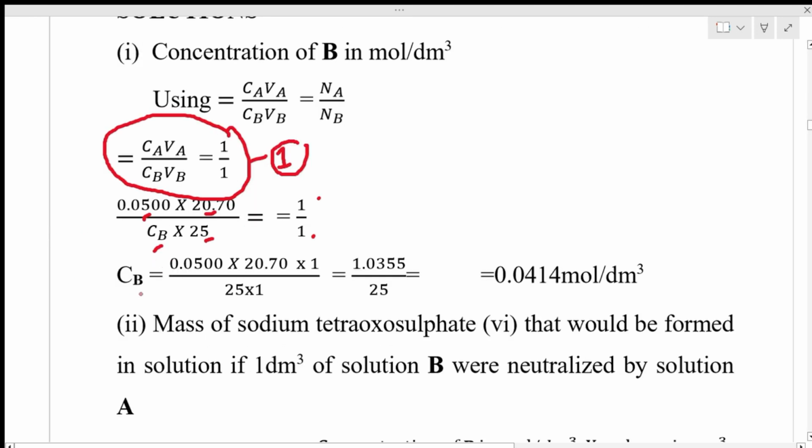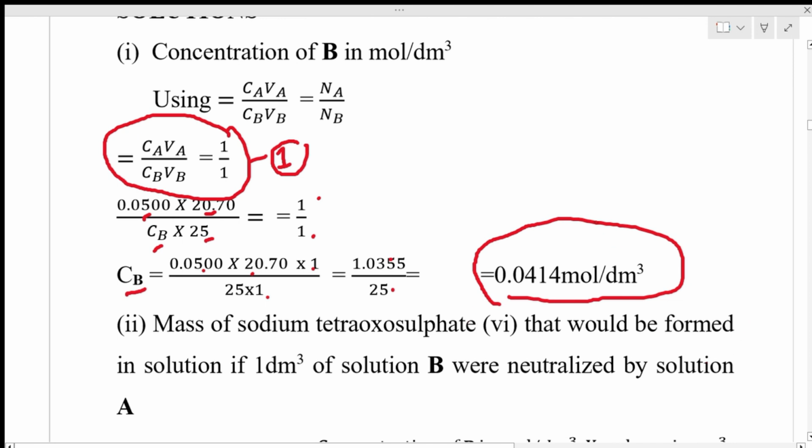So I have the concentration of B in mole per dm³. You now give me this multiplied by this, times this, then I have this, and at the end of the day I have 0.0414 mole per dm³ of B. Remember, my B is Na2CO3. I'm done with that.